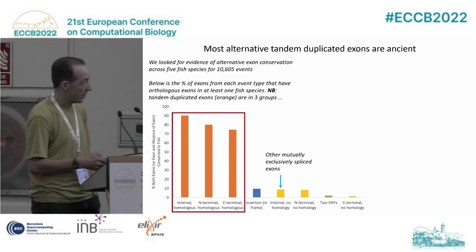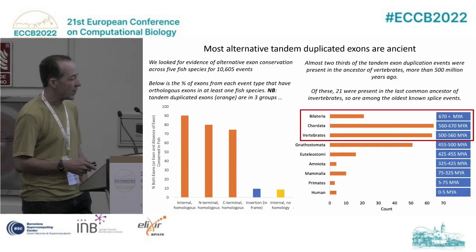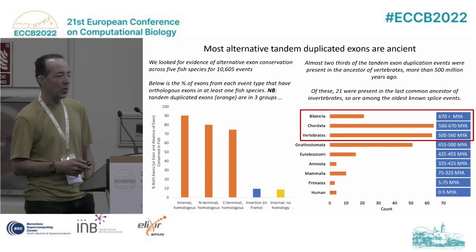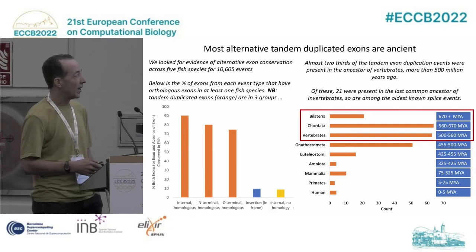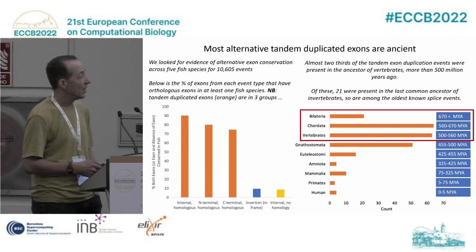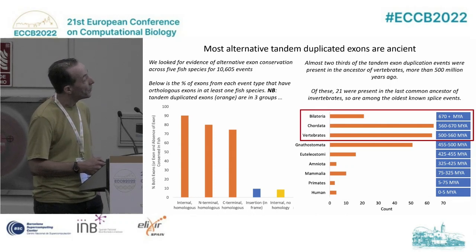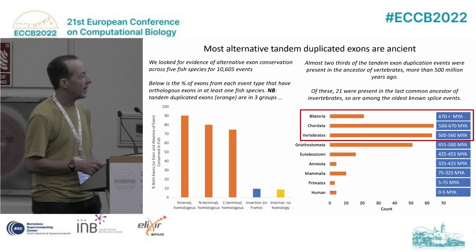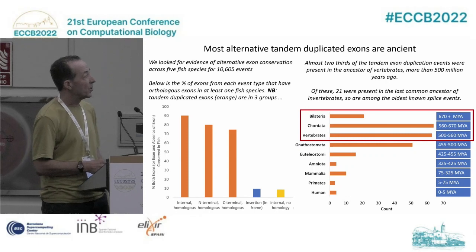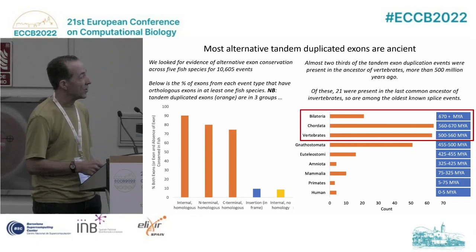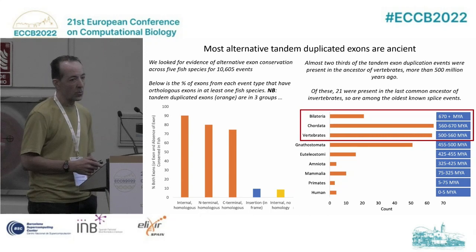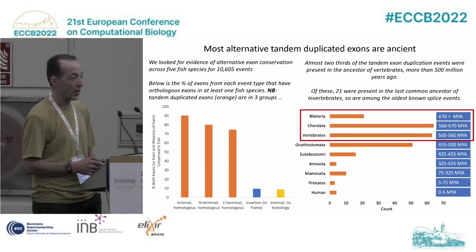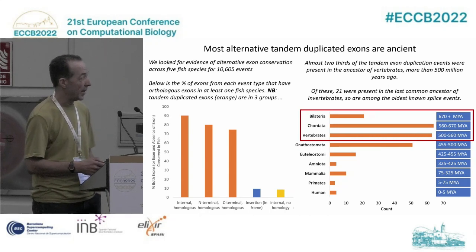than our splice variants. And in fact, when we looked in detail at where we found the last common ancestor, we found that almost two-thirds of them were conserved in the last common ancestor of vertebrates, which is more than 500 million years ago. And in 21 cases, we actually found homology with some bilaterian species.